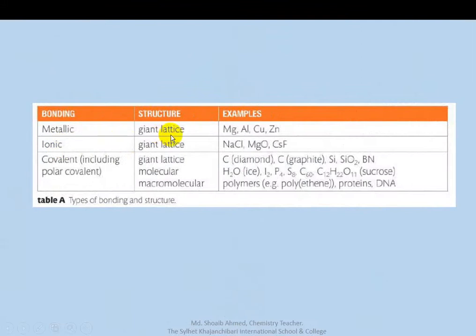How can we predict the substance? The metallic giant ones are magnesium, aluminum, copper, zinc. Ionic giant ones are sodium chloride, magnesium oxide, cesium fluoride. Covalent is of two types. Covalent giant lattice: diamond, graphite, silicon dioxide, BN. Molecular lattice, molecular covalent: water, glucose, sucrose, phosphorus, sulfur, iodine. Macromolecular: polymers, polythene, protein.